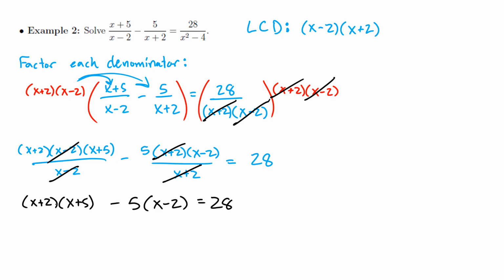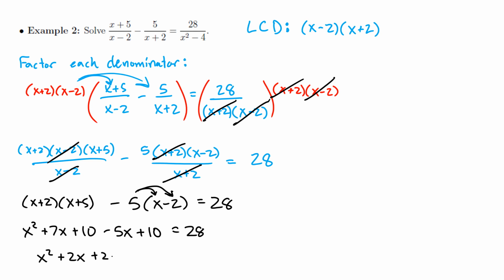So of course this is a job for foiling. So first, outside plus inside is plus 7x plus 10. And then remember, I'm taking this minus 5 through to both of these. So minus 5x, but then plus 10, right? Negative 5 times negative 2. And so combining like terms, we get x squared plus 2x plus 20 equals 28. Now I have a quadratic, and this might happen. You might have quadratics pop out as the equation you need to solve after clearing your fractions.